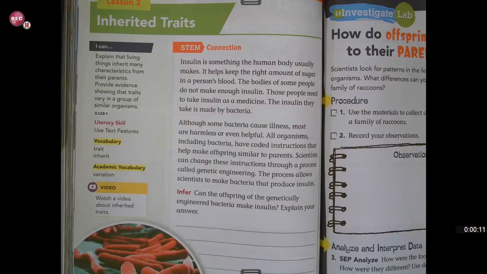And today we're going to work on, actually the next couple weeks, we're going to be working on something called inherited traits. So we've been learning about how each living thing has a different type of life cycle, but a lot of the life cycles are very similar. And today we're going to be talking about how offspring, that means like a baby or a new life that comes from a parent, inherits, or inherit means to get from their parents, how they inherit traits that make them unique to that type of organism.